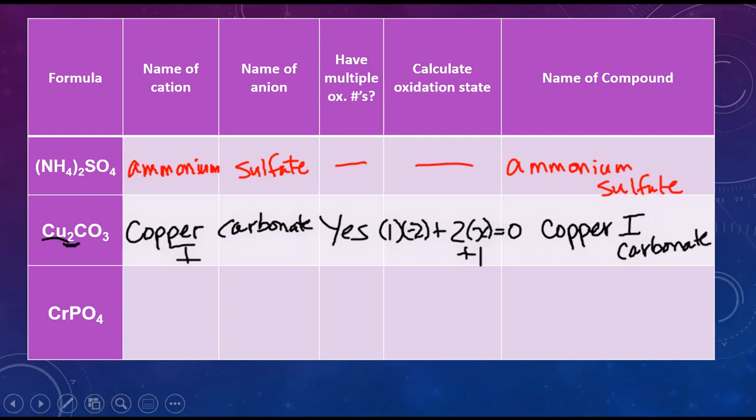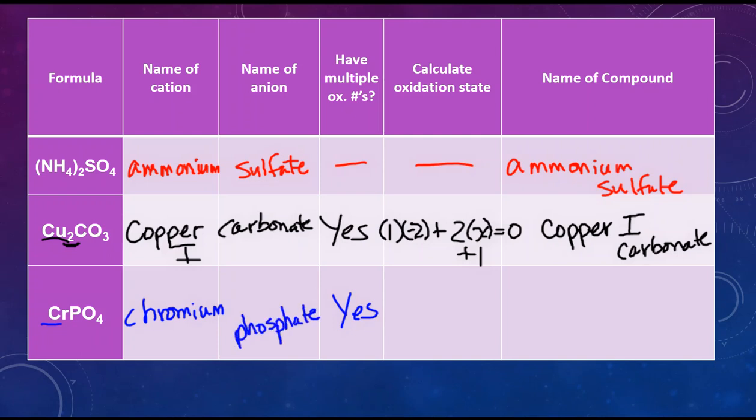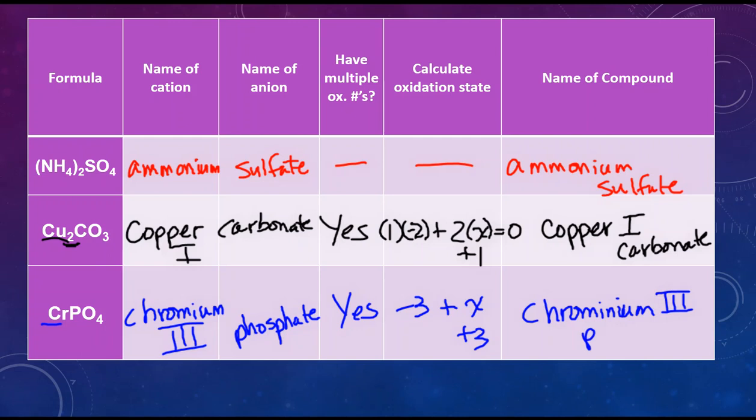So when you write it out, copper 1 carbonate. And we have here Cr. What's that? Chromium. Chromium is definitely a what? Multiple oxidation metal. Very good. And PO4 is? Phosphate. So there's one of each. We know phosphate's charge is 3 minus. So obviously our chromium must be 3 plus. So we need a Roman numeral of 3 here. Chromium 3 phosphate.